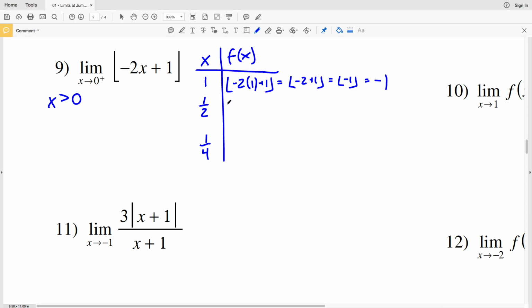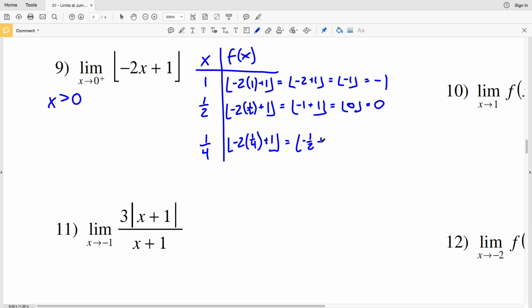Now let's look at 1/2. So that's going to be negative 2 times 1/2 plus 1, and that entire quantity rounded down. So negative 2 times 1/2 is a negative 1, and negative 1 plus 1, rounding down, that's going to be the floor of 0, which is 0. Now let's look at 1/4. We'll have negative 2 times 1/4 plus 1, so I'll have negative 1/2 plus 1. Negative 1/2 plus 1 is going to be a positive 1/2. I'm rounding that down, that's going to be 0 as well.